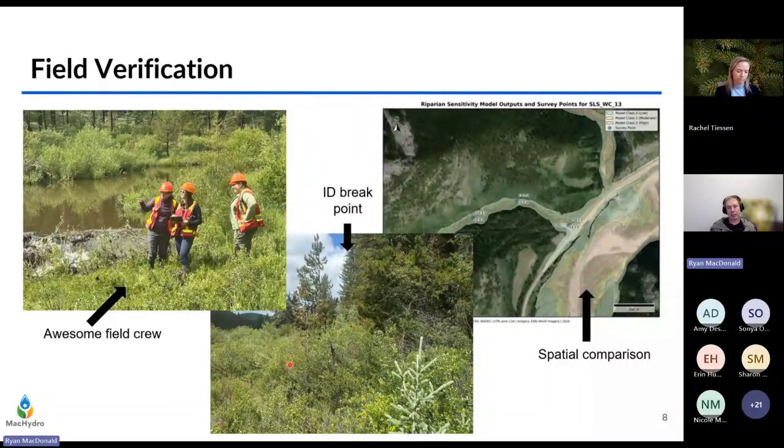We then collected a bunch of this information and then compared it to how well we were doing from a modeling perspective. And in some cases we did quite well, in some cases we did quite poorly. And we tried to then use that information to further refine the modeling that we were conducting.